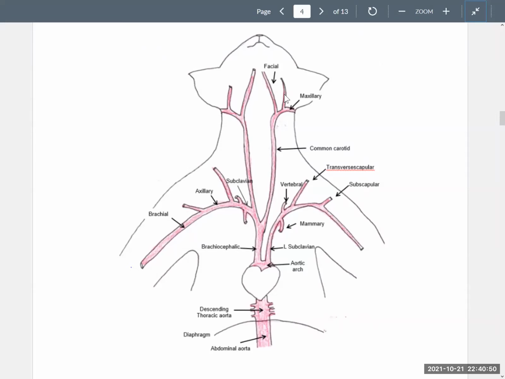You're not responsible for this vessel since it's not labeled. It's the internal maxillary, but again, you're not responsible for that one. So we got the head pretty well taken care of quickly there.